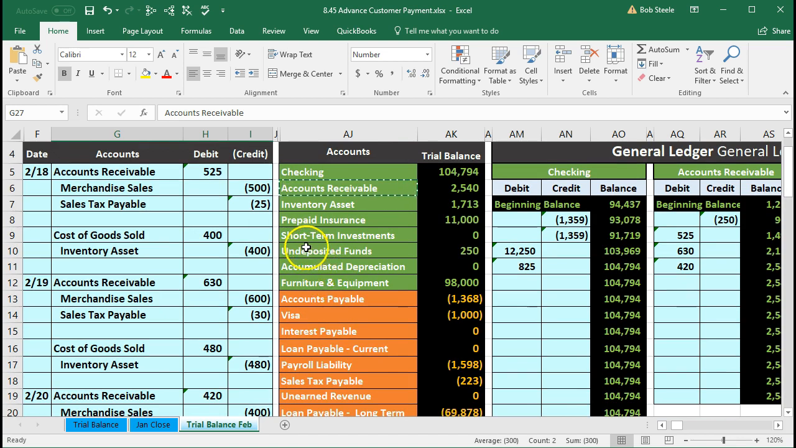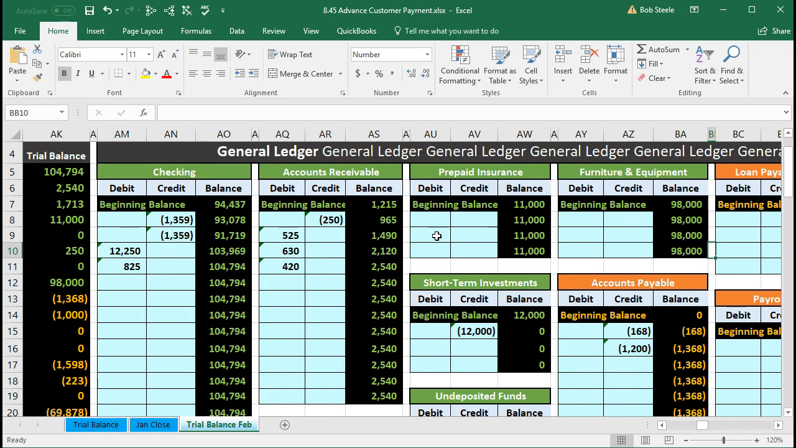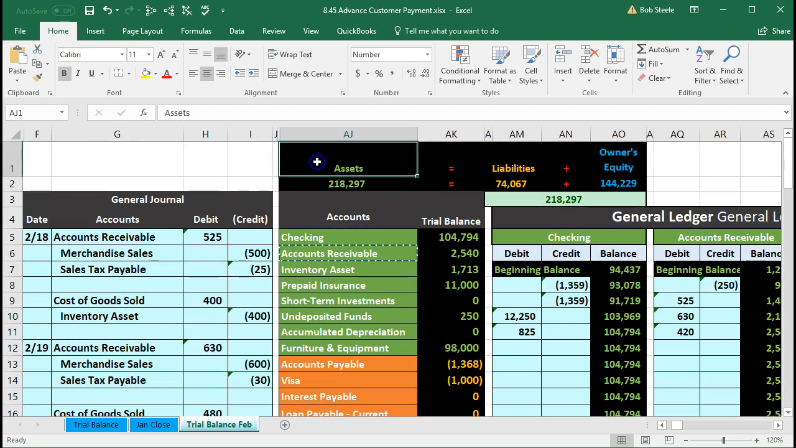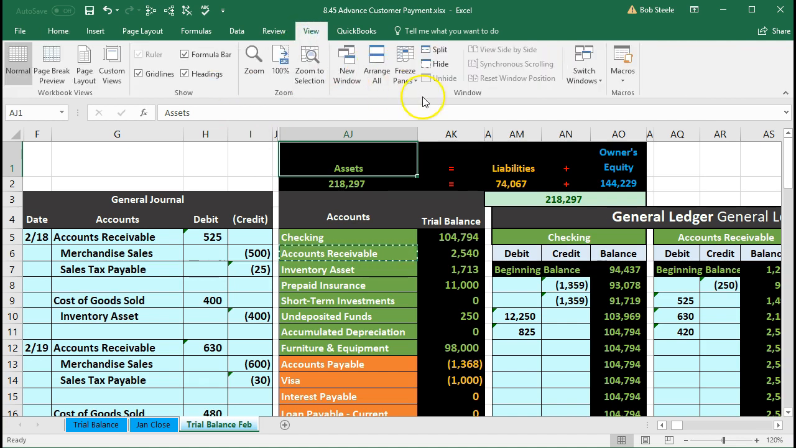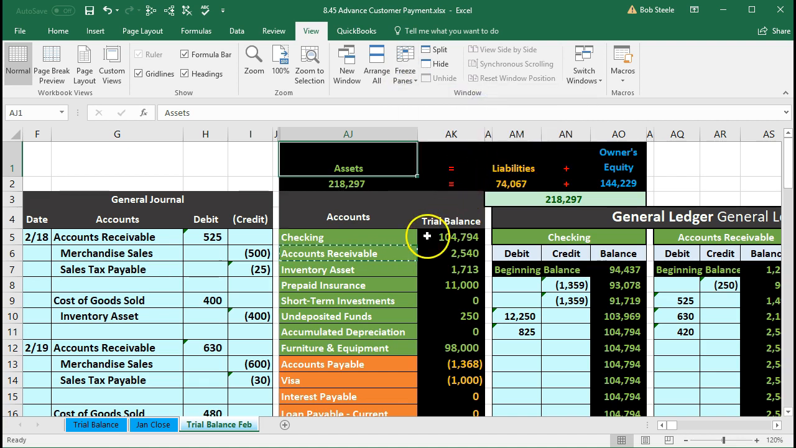So first we're going to post the undeposited funds right here. It's going to be, what is that, 1, 2, 3, 4, 5, the 6th account on the trial balance, and therefore the 6th account on the general ledger. Scrolling over to the 6th account on the general ledger. Oh, let's freeze the panes first. I'm going to scroll all the way back. Freezing the panes will lessen the pain of posting. So we're going to go up to the top in AJ1. We're going to go to the View tab, Windows group, and freeze panes. And that will surely lessen the pain of posting.